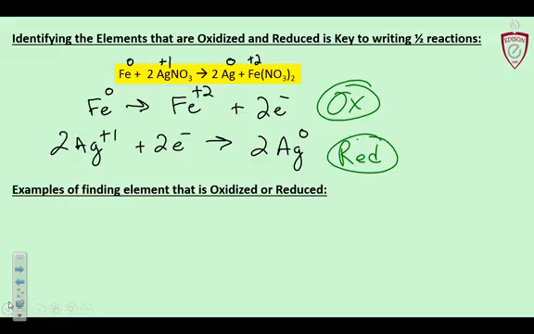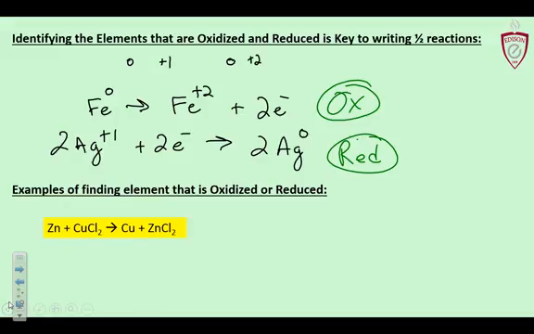So here's a couple other examples where we're going to do the same exact thing. Go ahead, you can jump to the board. I'm going to find my elements that are pure first. Yep, let's do the ones that are 0 first. I like to do that because those are easy. And then copper has some choices, but we're going to use what we know about chlorine to backtrack.